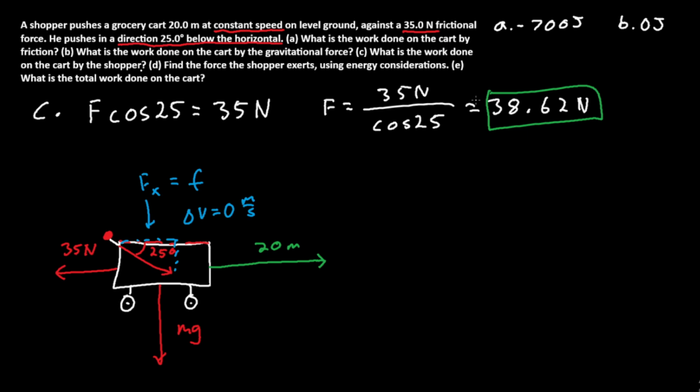So what is the work done on the cart by the shopper? Well, work is equal to the magnitude of force times displacement times cosine of theta. So we have the force now. The magnitude of our force is 38.62 newtons. The magnitude of displacement is simply 20 meters. And the angle between the force and the displacement is 25, since the displacement is horizontal and our push force is 25 degrees below the horizontal. The angle between them is simply 25.